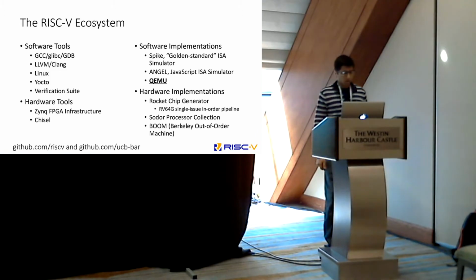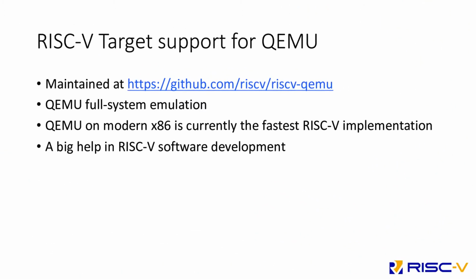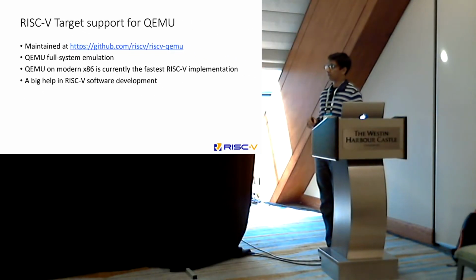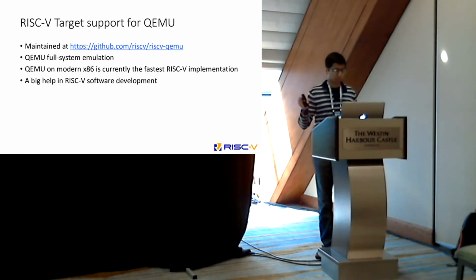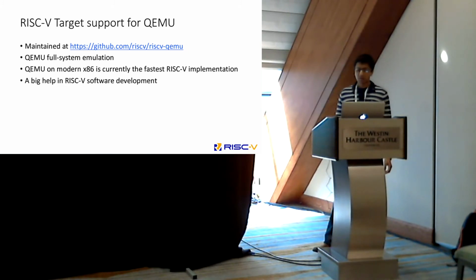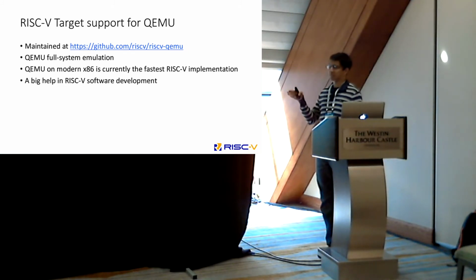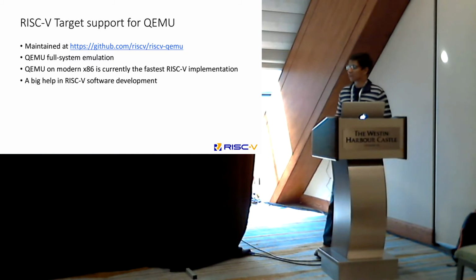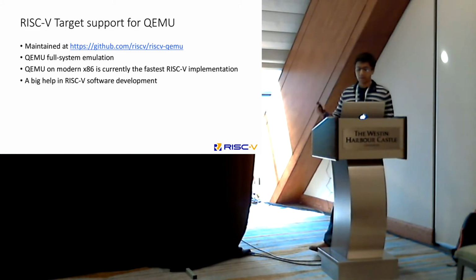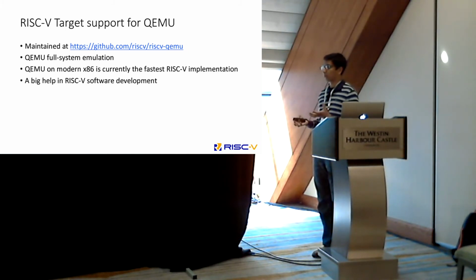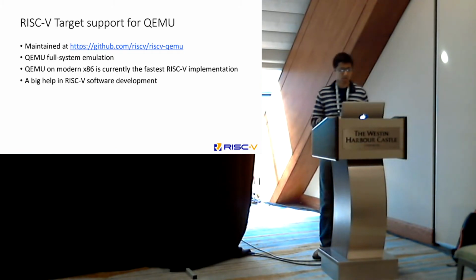OK, so why is this talk here, right? I'll talk a little bit about RISC-V target support for QEMU. Right now, this is maintained on the RISC-V organization on GitHub. We're obviously hoping to upstream, and I'll talk about what we want to do for upstreaming in a couple of slides. We have QEMU full system emulation, no Linux user mode right now. On modern x86, the funny thing is that QEMU is the fastest RISC-V implementation. This will probably be eclipsed in a year or two as real cores start to come out, but right now, we're the fastest. And a cool thing is that this has been a really big help in developing software for RISC-V, especially when we don't have powerful production-grade cores to develop software on.